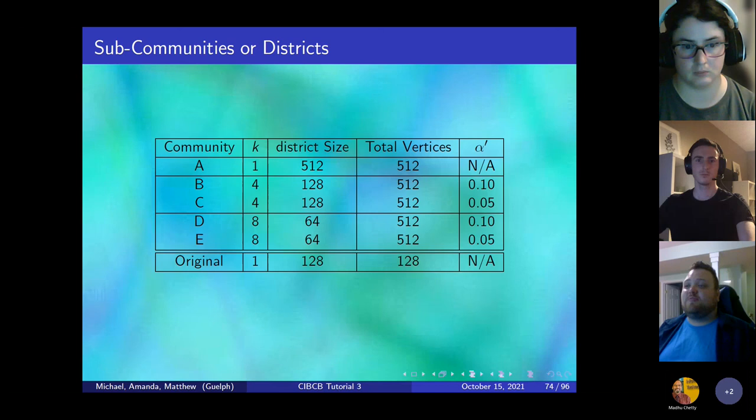These are the different communities that we compare. So we have at the bottom the original network with 128 vertices. And then we ramp that up to 512. So a community with 512 and no districts, A. B and C both have four districts of 128 nodes each for a total of 512. D and E have eight districts with 64 nodes each. And once again, we're investigating the two values of alpha prime.